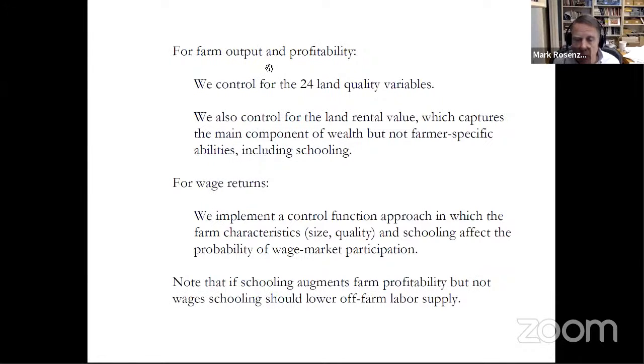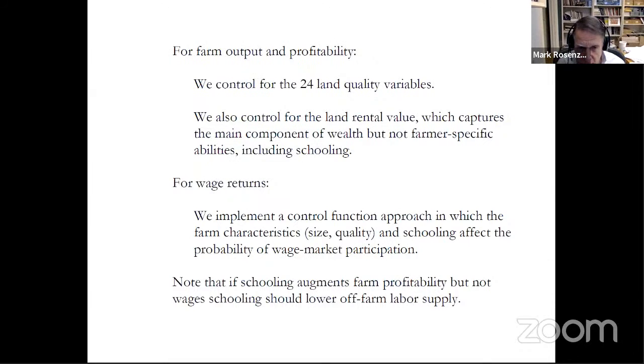We're going to control for, again, the land quality variables. We're going to control for land rental value, which basically summarizes the properties of the land. That's going to capture the main component of wealth, of course, but not farmer-specific abilities, including schooling. Right? Again, there's no reason for the rent that someone is willing to pay for land to reflect the schooling of the person who happens to own the land. To deal with selectivity, for the wage returns, we're going to implement a control function approach.